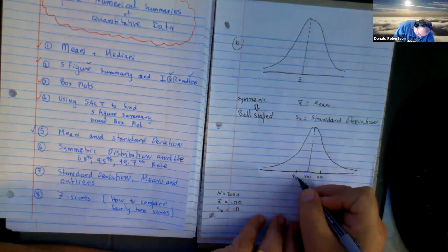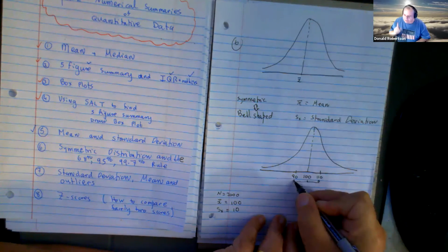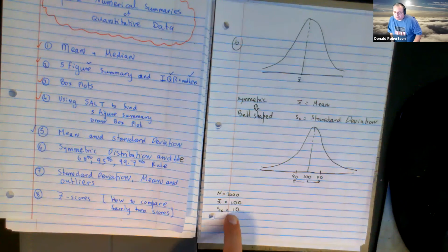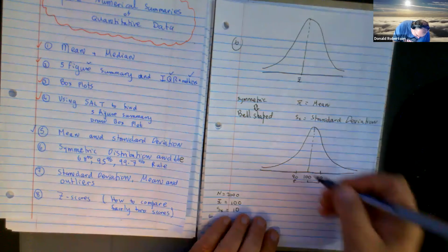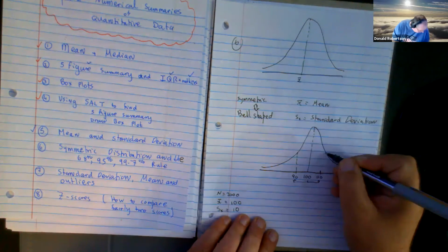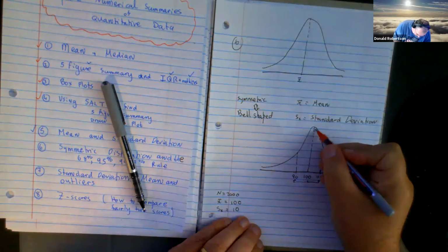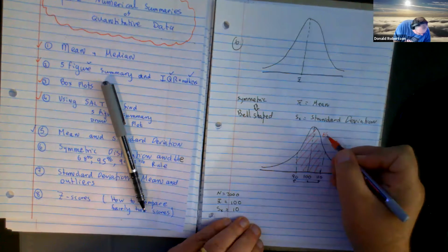If you take the mean and you add and subtract 1 standard deviation, so you add and subtract 10 from the mean of 100, right? So you get to 90 and 110. So you get to here and you get to here. The percentage of all your data in that range is 68%.